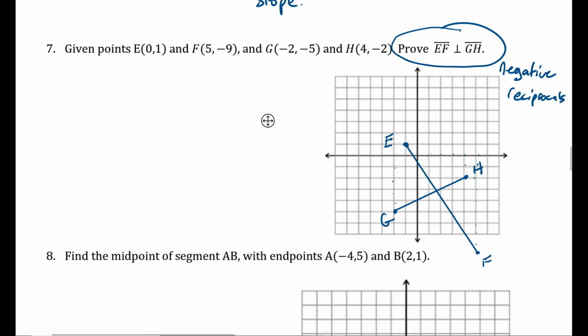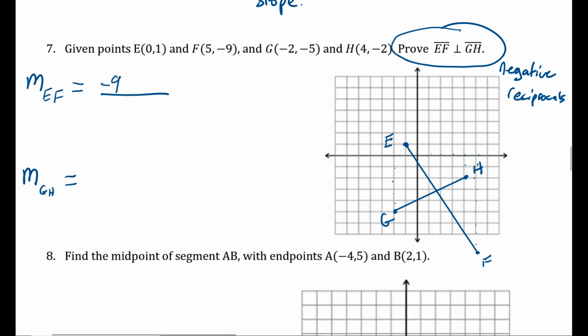So I plotted them here. It looks like they could be, maybe up to my drawing it might be a little inaccurate, but they tell me to prove that they're perpendicular, so they should be perpendicular. So I'm going to go to my slope formula again. I'm going to find the slope of EF, and I'm going to find the slope of GH. And notice that I'm just using EF and GH as subscripts, so I can tell these two slopes apart.